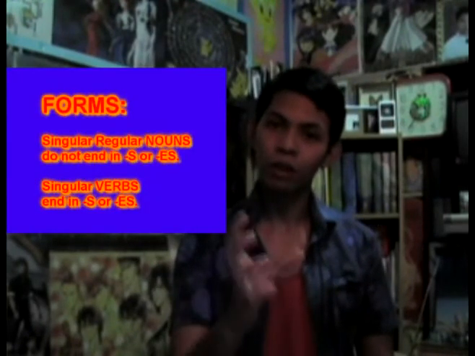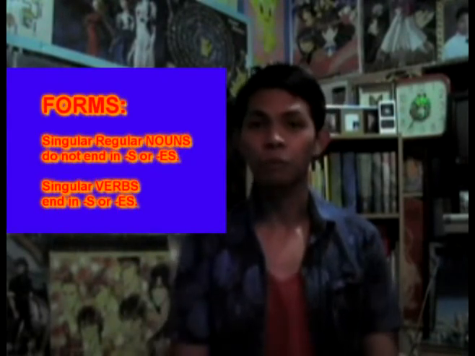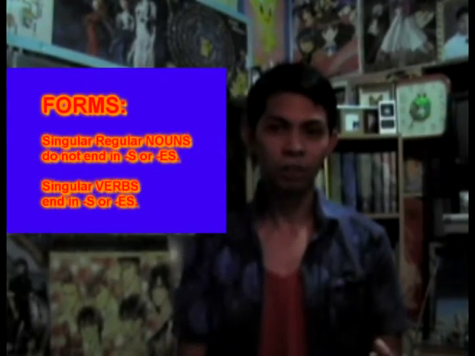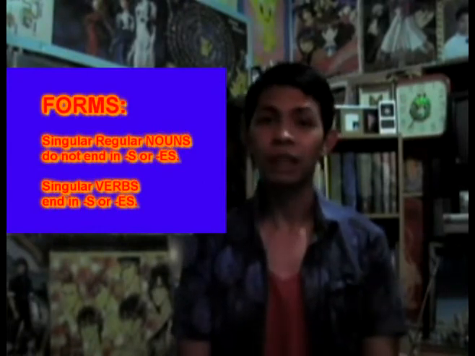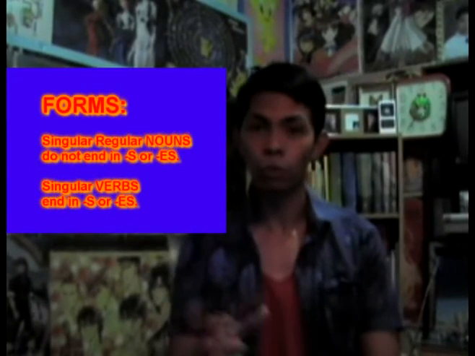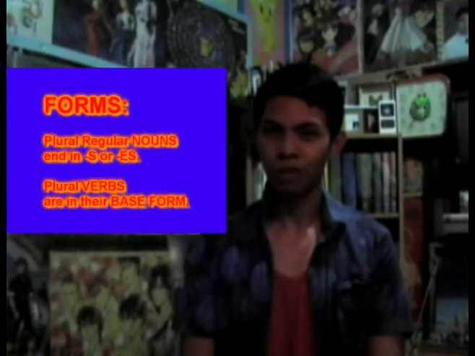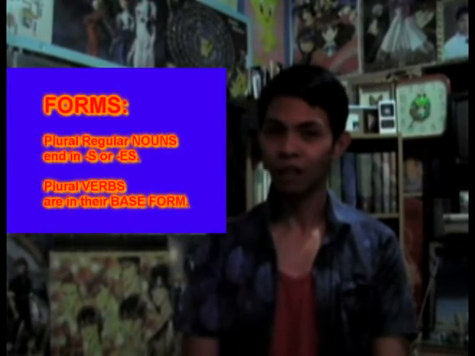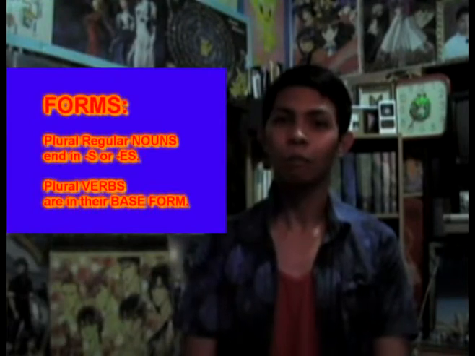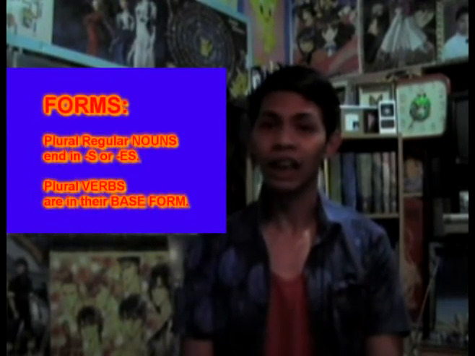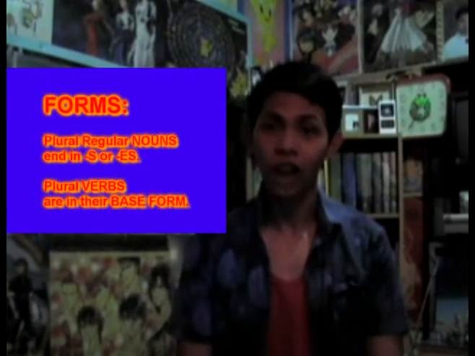And always remember this for the forms. If for a singular noun you have a word without s or es for regular nouns, for a singular verb, there should be an s or an es at the end of the word. Again, for a singular verb, always form it by adding s or es after the verb. On the other hand, for plural verbs always take the base form, while plural nouns always end in either s or es for regular nouns.